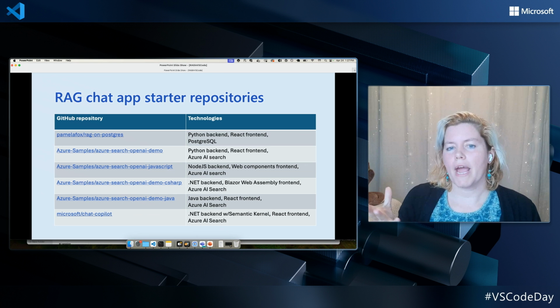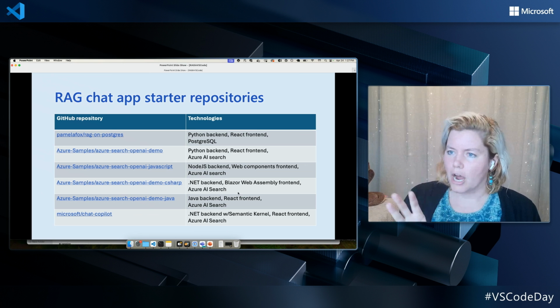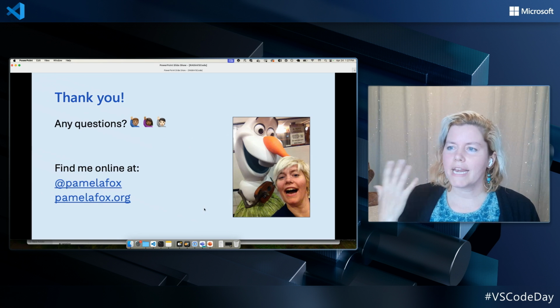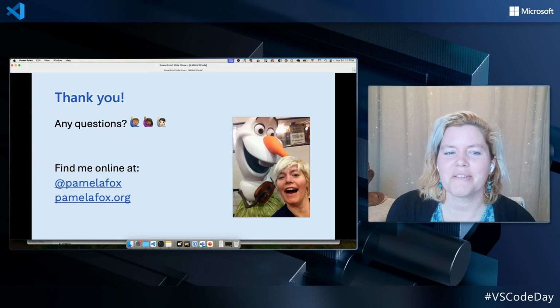We also have many RAG chat app starter repositories. So there's the one I just showed. There are quite a few that use Azure AI Search that are for RAG on documents. So if that's what you're interested in, check these out. And that is what I wanted to show today.